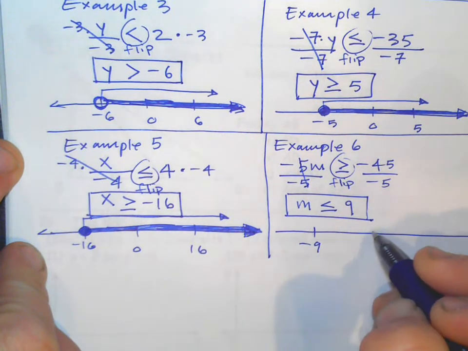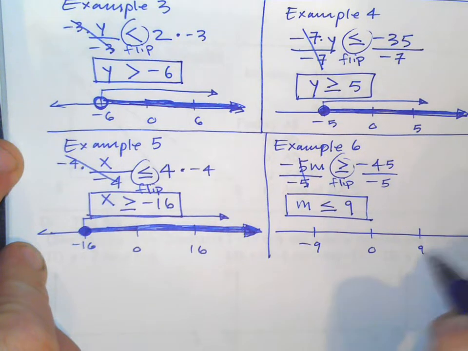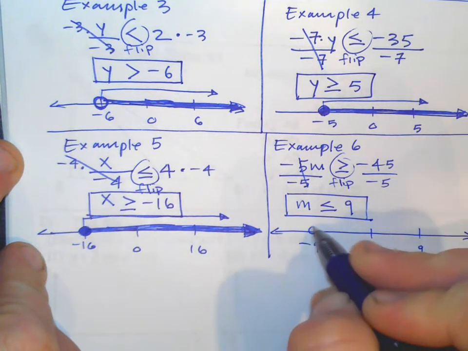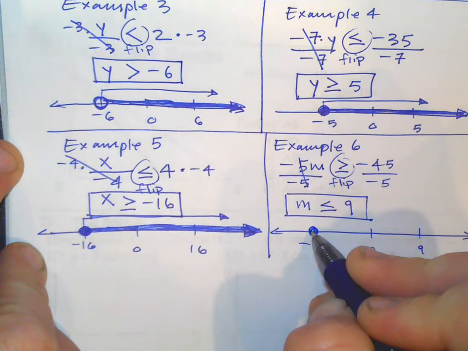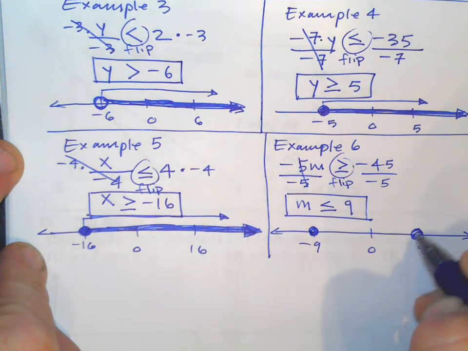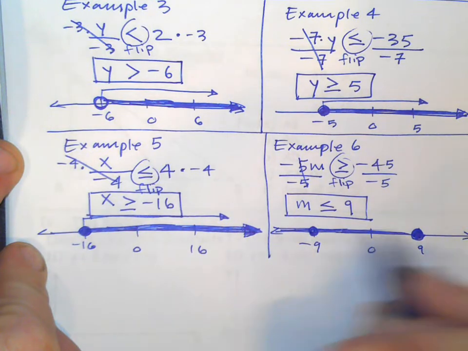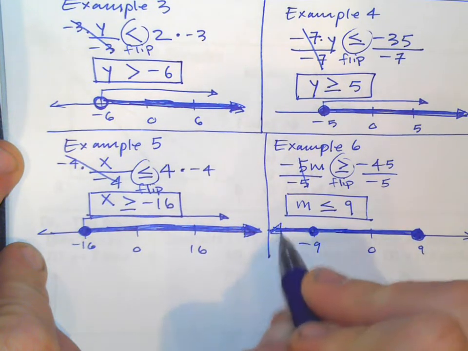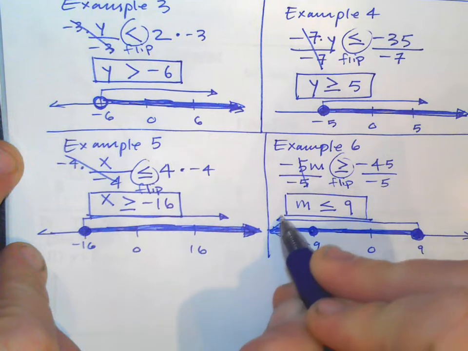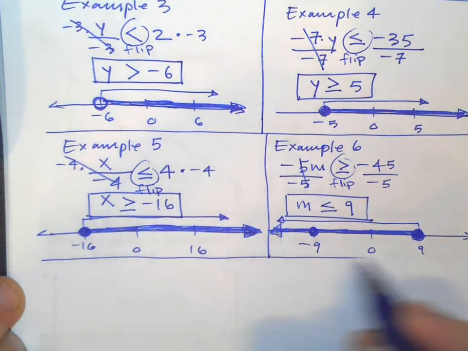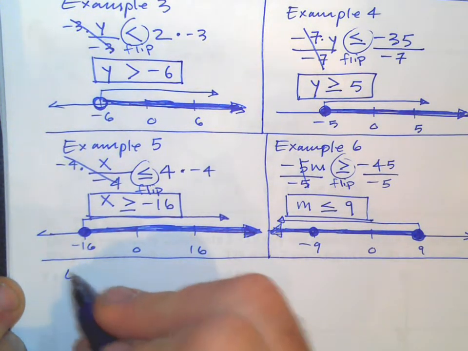Negative 9, 0, 9, solid dot at negative 9. Oh, sorry, solid dot at positive 9. And then arrow to the left. Less than is to the left.